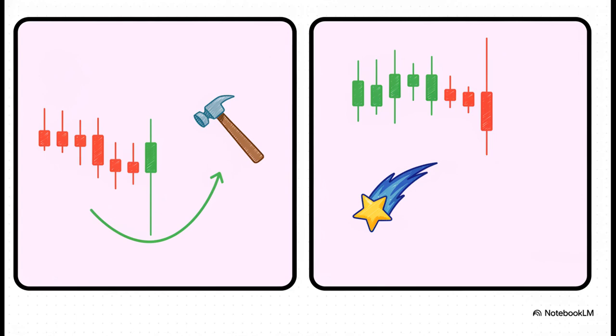Conversely, the bearish shooting star appears right after an uptrend. Small body at the bottom, long upper wick. This means buyers tried to push the price to new highs, but sellers just completely overwhelmed them, shooting the price back down. It is a major warning that the current rally is running out of gas.